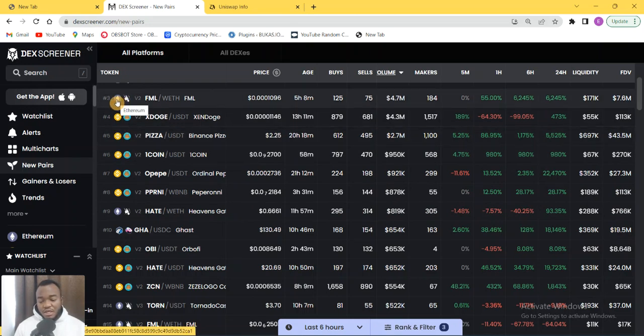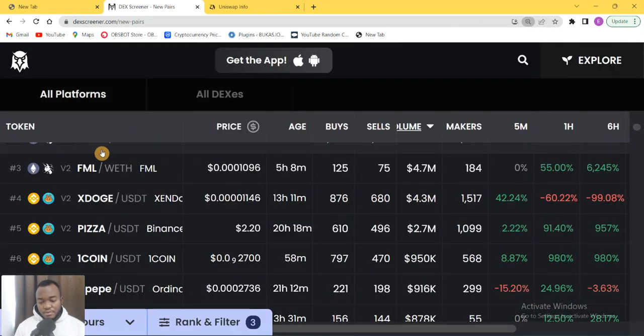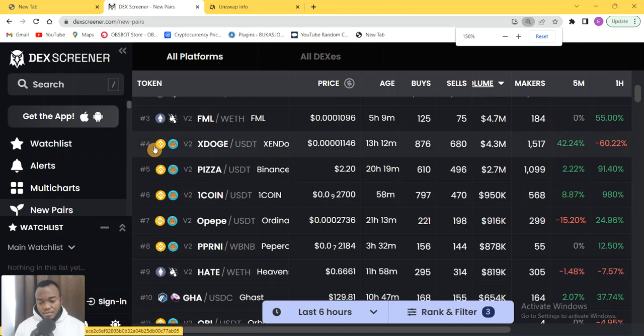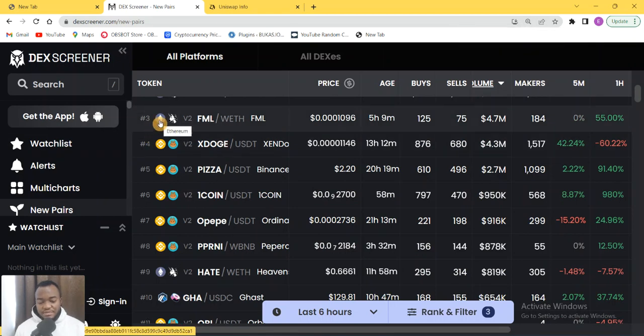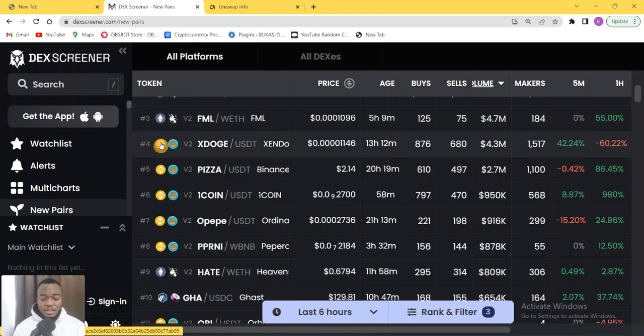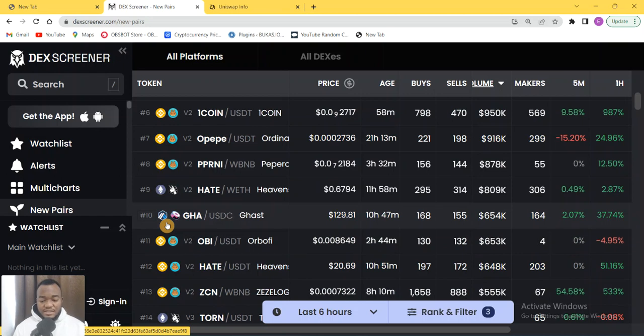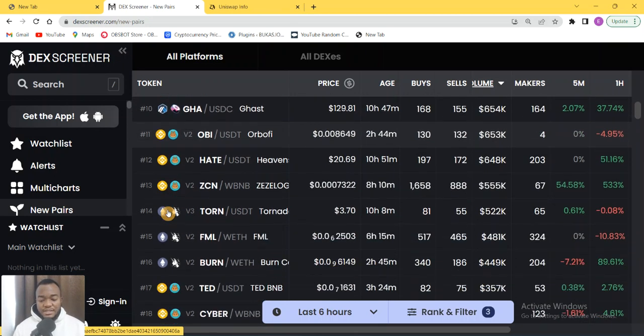The other thing we need to know is this place. When you see here, this is Ethereum. Let me zoom up. So you can see that this place is Ethereum. That means this coin was created on the Ethereum network. This one is BSC, this one is Arbitrum. You can see different chains.